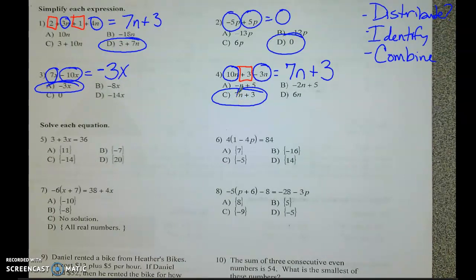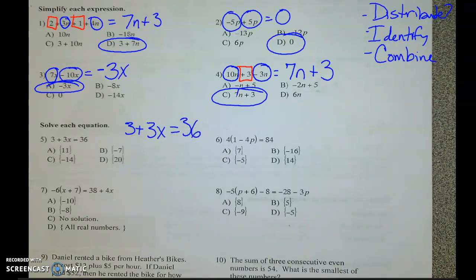Okay? Now, next section, solving the equation. So we need to find out what the variable equals. So, number 5, let's see. Do we have to distribute? No. Can I simplify this? Any like terms to combine? No. So, let's go ahead and solve it. I'm going to rewrite it right here so that I have some room.